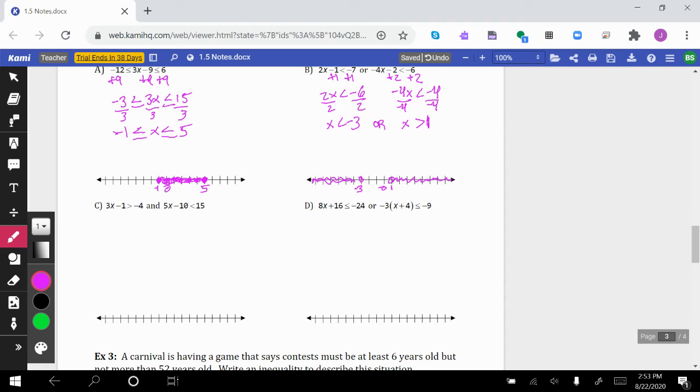All right, for C, we have 3x minus 1 is greater than negative 4, and 5x minus 10 is less than 15. So to isolate our x, we add 1. We get 3x is greater than negative 3. Divide that by 3. And we get x is greater than negative 1. I'm going to put my and there. We're going to add 10 to this side so that we get 5x is less than 25. Divide by 5. And we get x is less than 5.